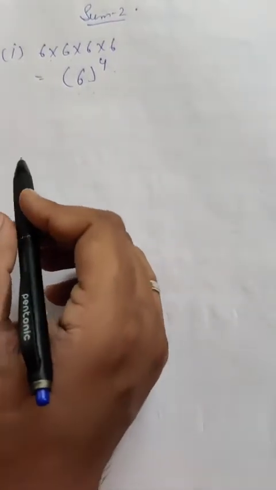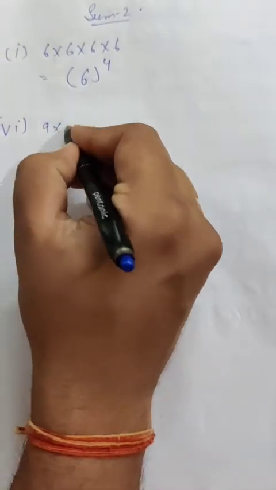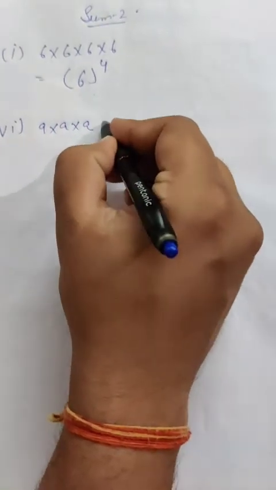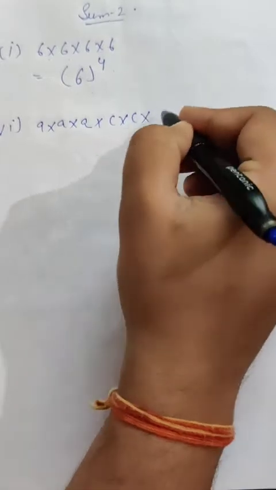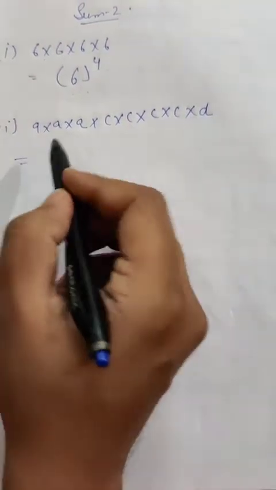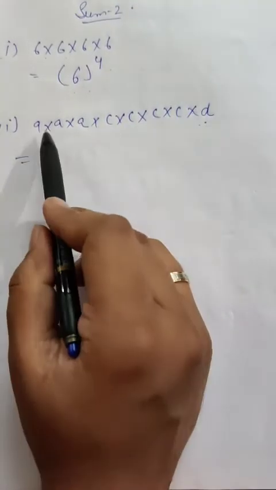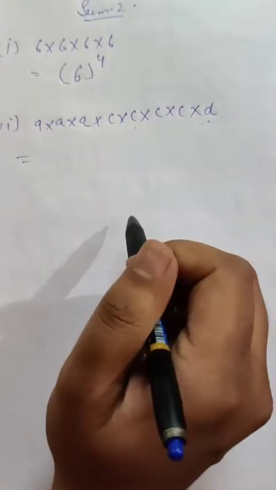Now let's see one more part, the sixth part of sum second. A multiply A multiply A multiply C multiply C multiply C multiply C multiply D. How many different bases can you see? One base is A, one base is C, and one base is D.